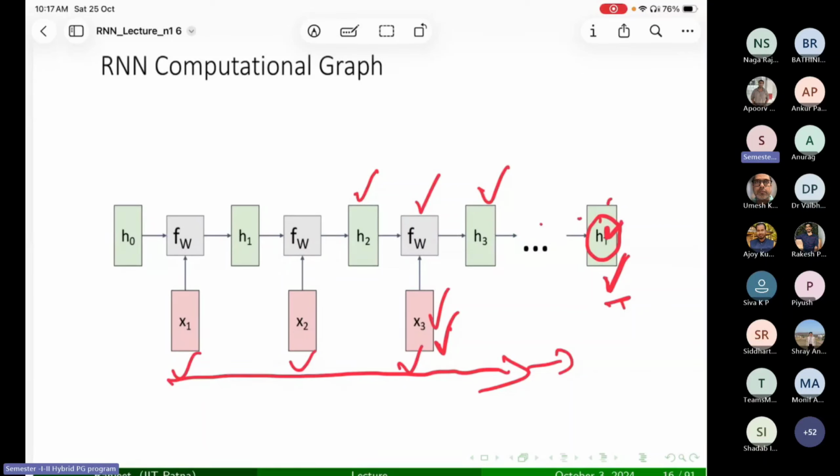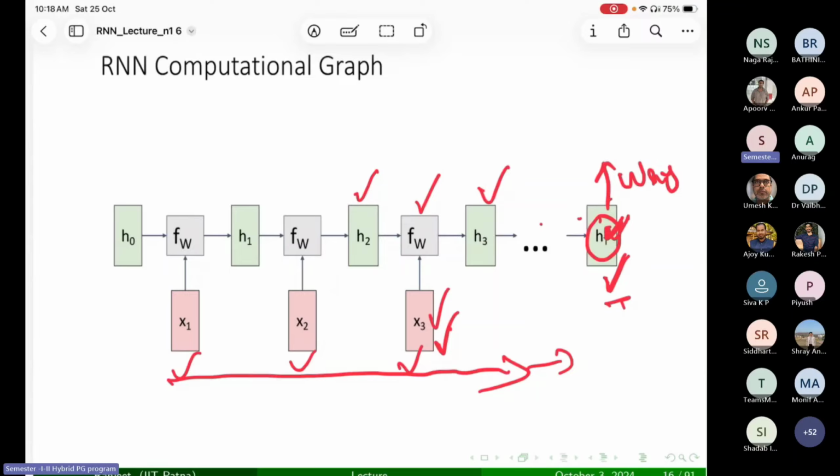So in the S_T, if I'm given the paragraph and I feed the full paragraph word by word, then S_T has the information of the full paragraph. It's aggregated information, or we can say the global information of that paragraph. And now with the help of S_T, you can get the output. So give this S_T to one more fully connected layer, W_hy, and it will give you the class.